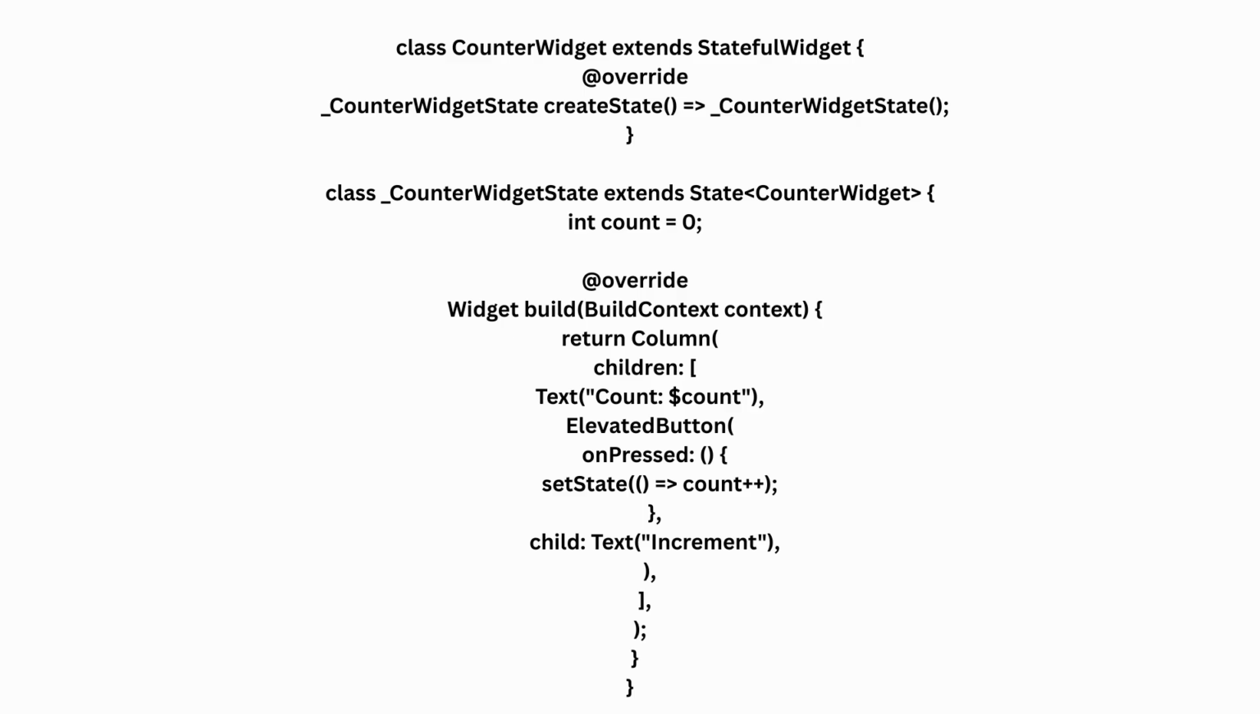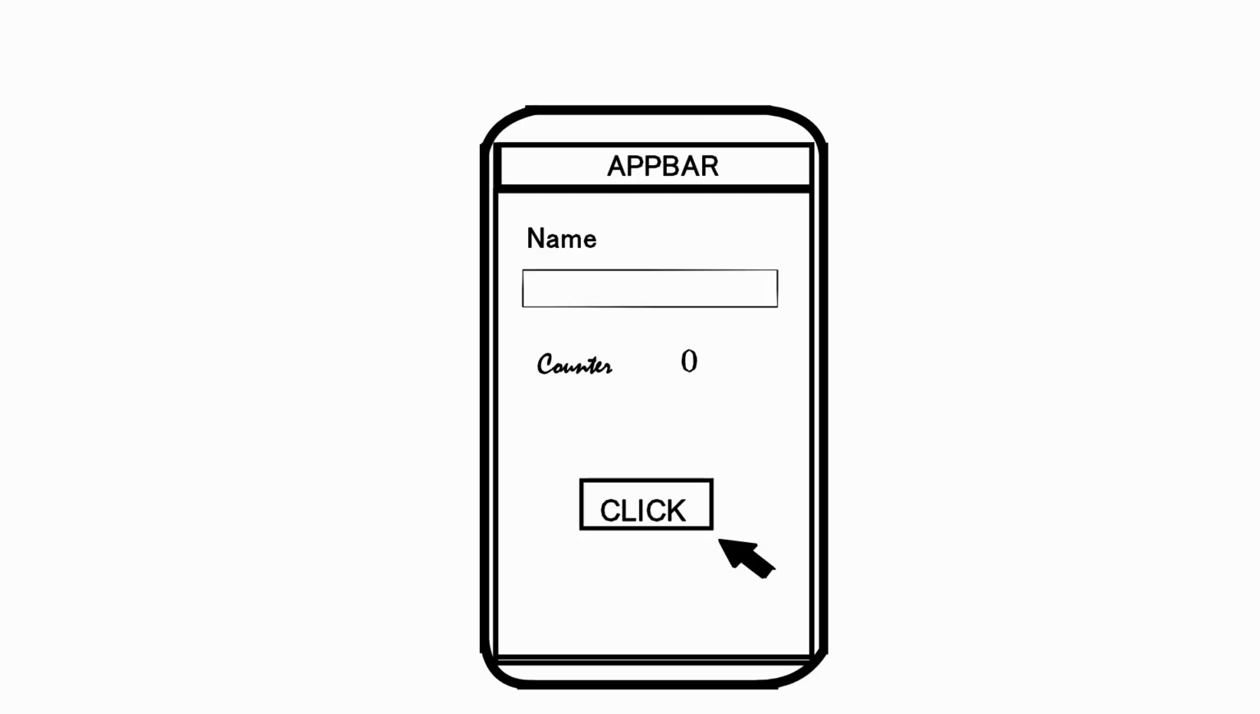A stateful widget is made up of two classes. The main widget, and the state class, where the logic and changes happen. Whenever we call setState, Flutter rebuilds only the affected part of the screen. That's how the counter number increases.